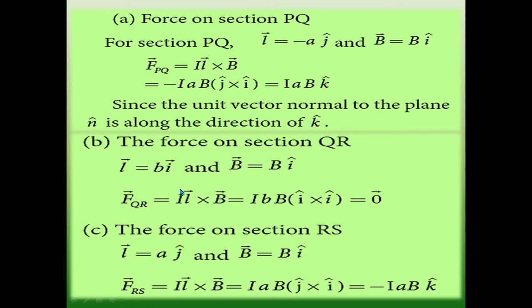Now you can substitute the values of L vector and B vector. L vector is nothing but b I cap, and B vector is nothing but B I cap. Substituting these two values, we obtain I b B, I cap cross I cap. I cap cross I cap is nothing but 0. Zero into anything is zero, the zero vector.